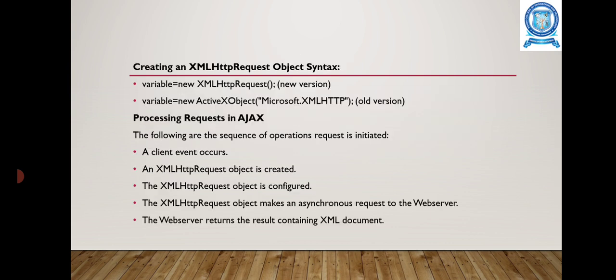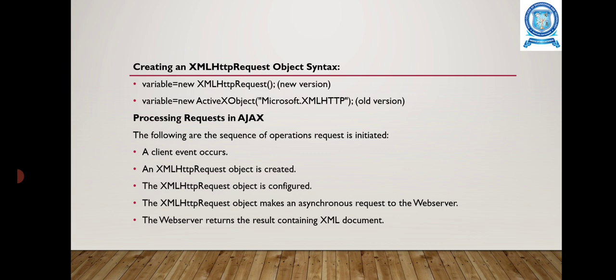Creating the XML HTTP request. The syntax for creating an XML HTTP request object is: variable = new XMLHttpRequest(). This is the new version. The old version of the XML HTTP request object creation is: variable = new ActiveXObject("Microsoft.XMLHTTP").